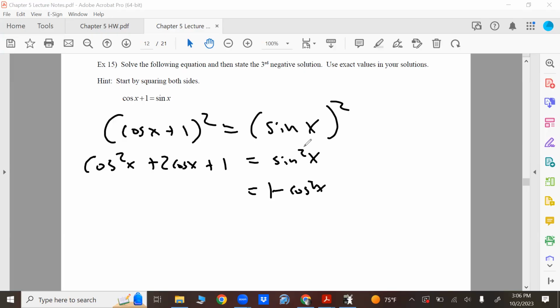A little hint: change sine squared x to 1 minus cosine squared x. That's a little hint, guys. Use the Pythagorean identity on the right side. Should be A-okay.